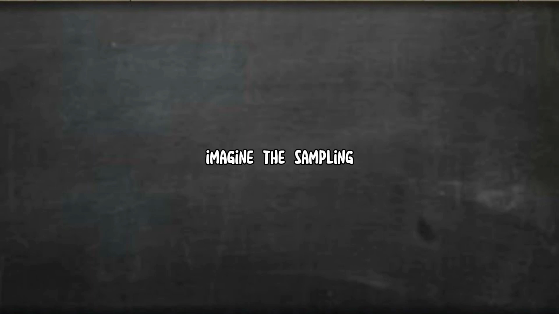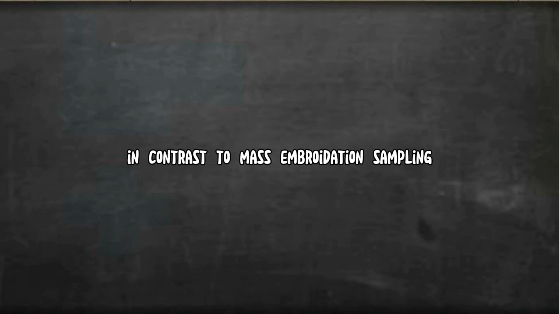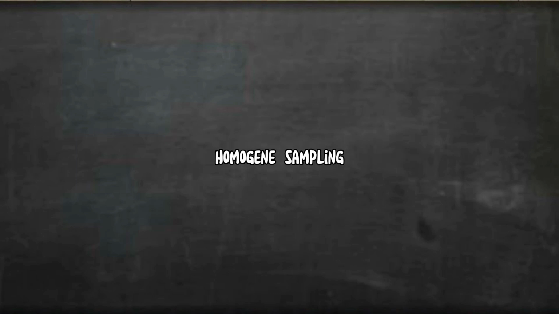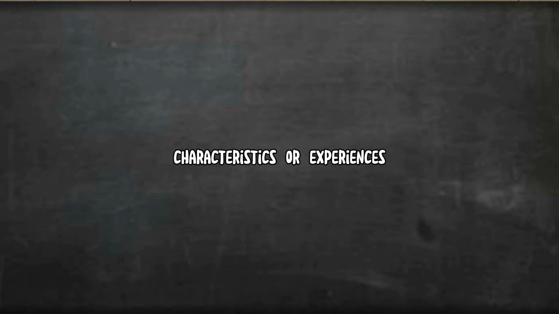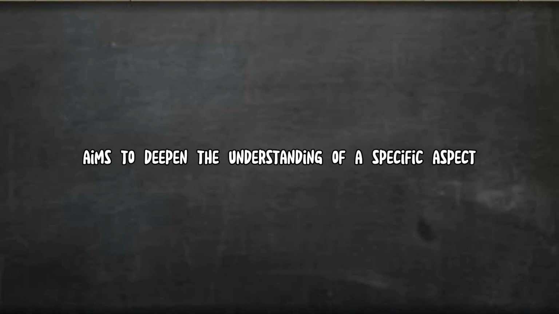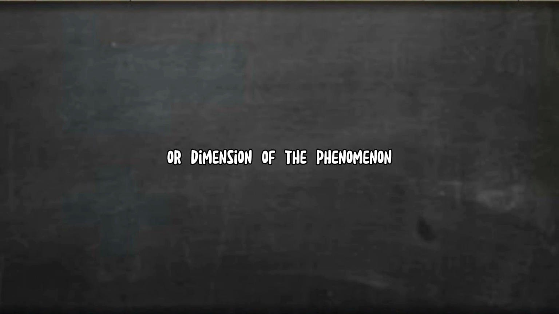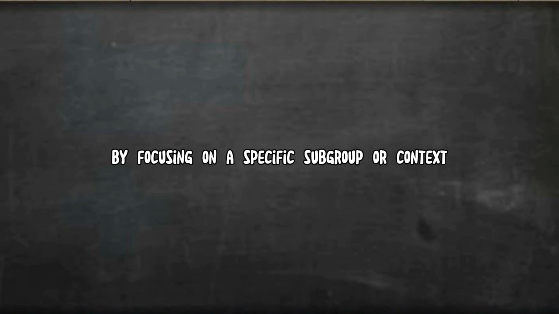Homogeneous sampling. In contrast to maximum variation sampling, homogeneous sampling involves selecting participants who share similar characteristics or experiences. This approach aims to deepen the understanding of a specific aspect or dimension of the phenomenon by focusing on a specific subgroup or context.